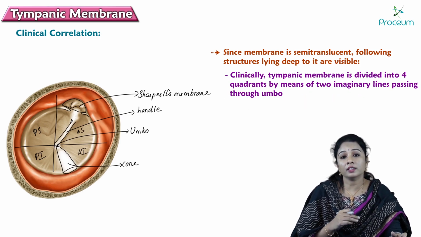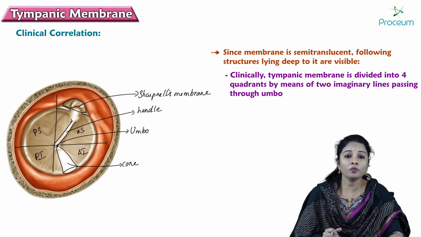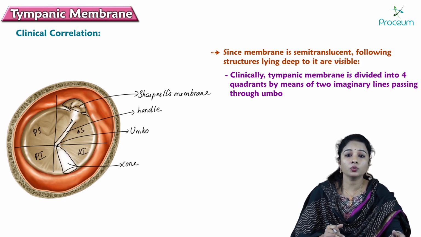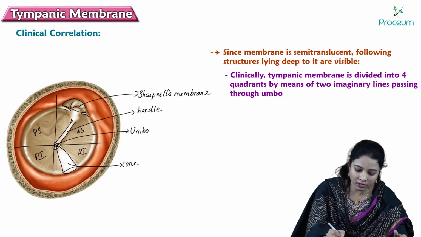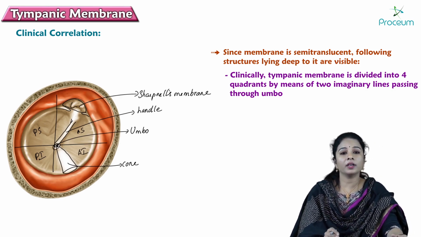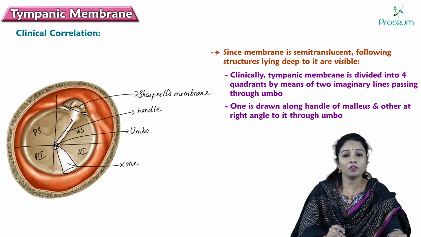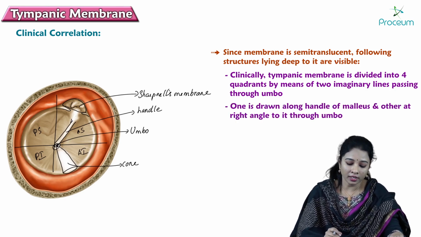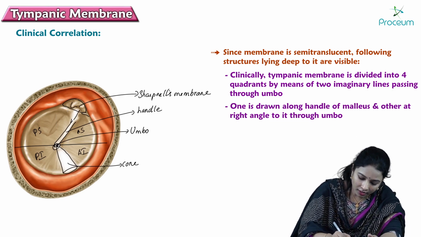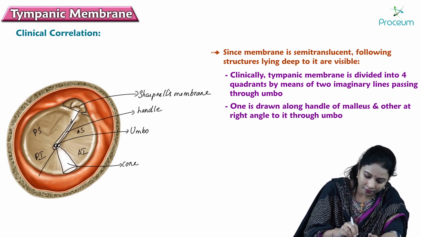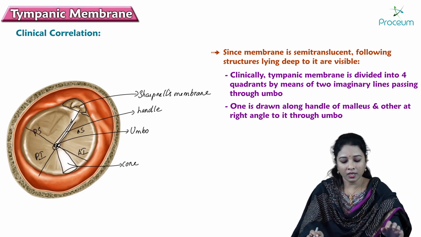And clinically, the tympanic membrane is divided into 4 quadrants by means of 2 imaginary lines passing through the umbo. So we can see, passing through the center point umbo, we can divide it into 4 quadrants. One is drawn along the handle of malleus, the other is drawn at right angles to the handle of malleus.